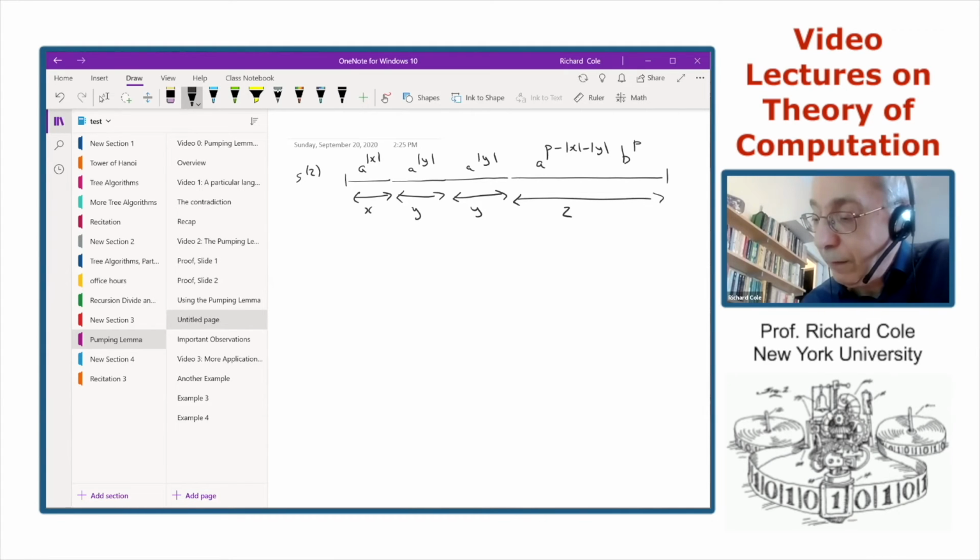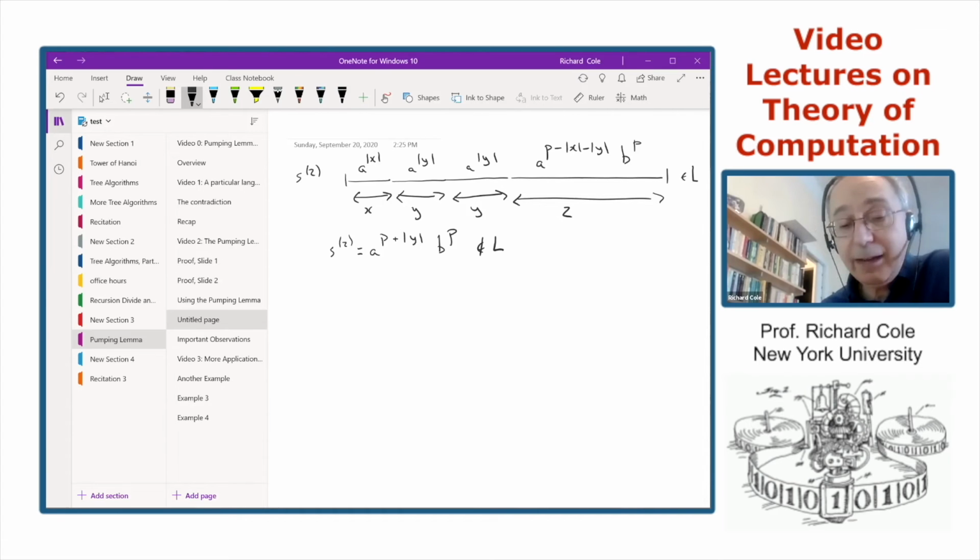So this too is in the language by the pumping lemma. And how many a's and b's does it have? Well, if we add this up carefully, we'll see that S2 consists of P plus length of Y a's followed by P b's. And again, as the length of Y is at least 1, this string does not have equal numbers of a's and b's, and therefore it is not in the language. So this is an alternative proof of the result, and we call this variant of it pumping up.